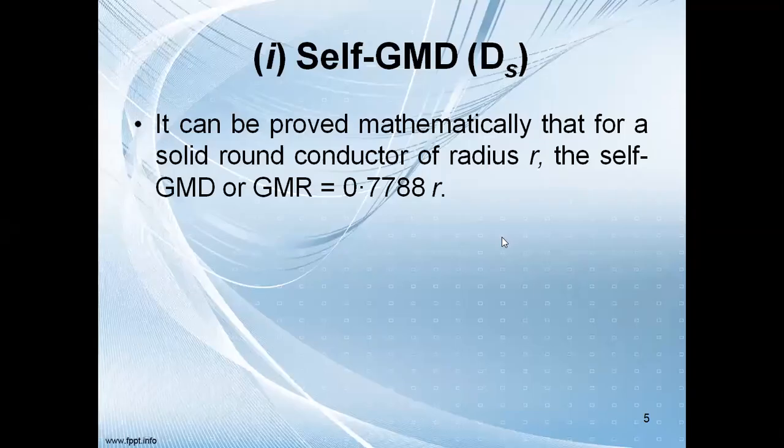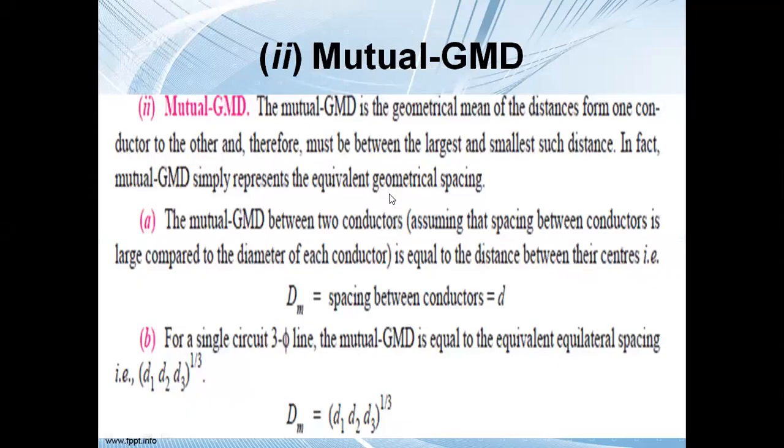Okay. So the term 0.7788 R is known as the self GMD or self GMR of a particular conductor. Now, what is mutual GMD? The mutual GMD is the geometrical mean of the distances from one conductor to the other, and therefore must be between the largest and smallest such distance. Mutual GMD simply represents the equivalent geometrical spacing. Now we will understand in detail what this mutual GMD is.